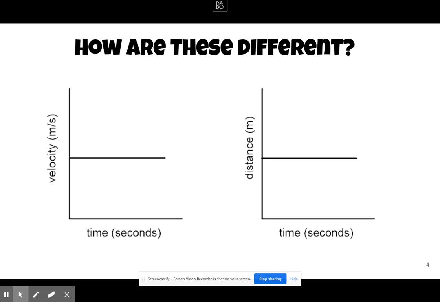So now let's take a look at these two graphs. I want you to write down how they are different. So make sure you take a note at the difference in the axes, specifically the y-axis between them, and write down how they are different.